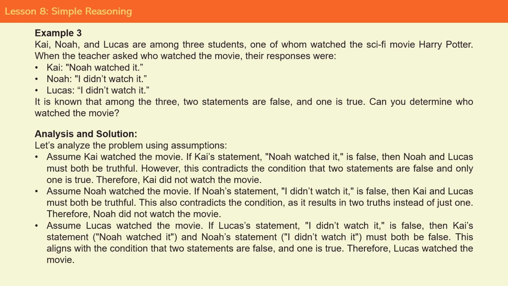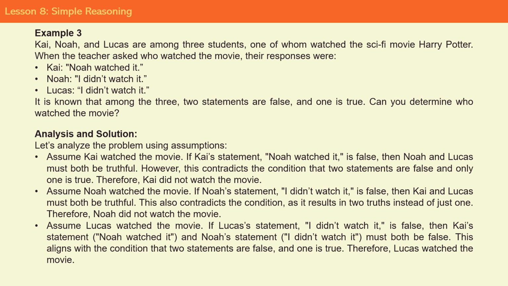Let us analyze the problem using assumptions. Assume Kai watched the movie. If Kai's statement, "Noah watched it," is false, then Noah and Lucas must both be truthful. However, this contradicts the condition that 2 statements are false and only 1 is true. Therefore, Kai did not watch the movie.